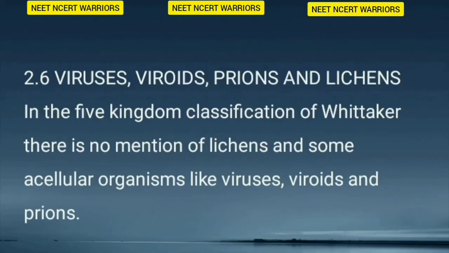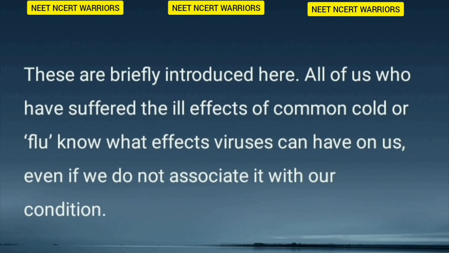Topic: Viruses, viroids, prions and lichens. In the five kingdom classification of Whittaker, there is no mention of lichens and some acellular organisms like viruses, viroids and prions. These are briefly introduced here. All of us who have suffered the ill effects of common cold or flu know what effects viruses can have on us, even if we do not associate it with our conditions.